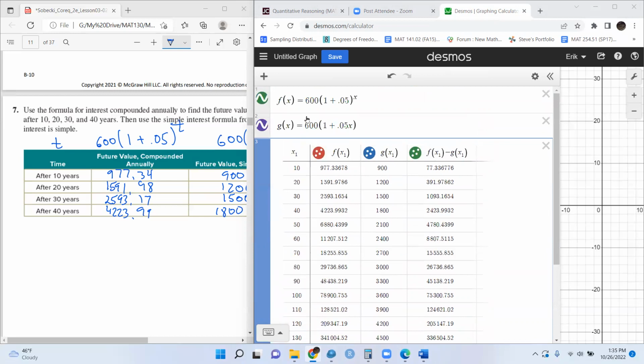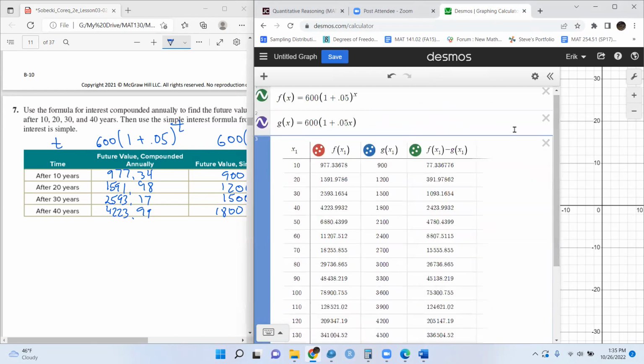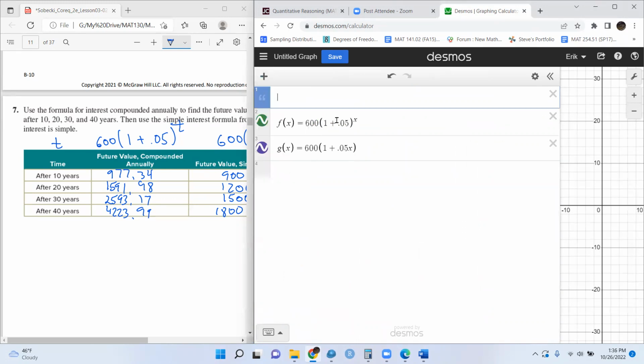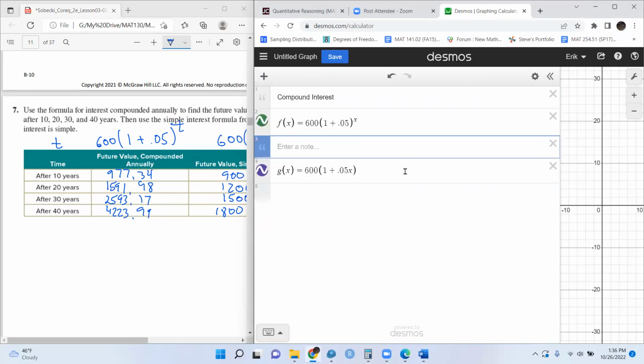So first I typed in these two functions. I typed f of x and g of x, with the exponential one first. So here's the exponential, or the compound interest one. And then this is the simple interest.